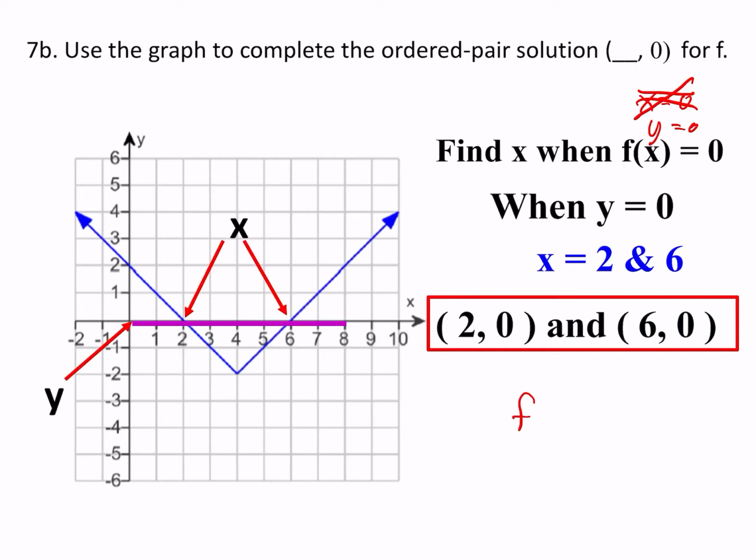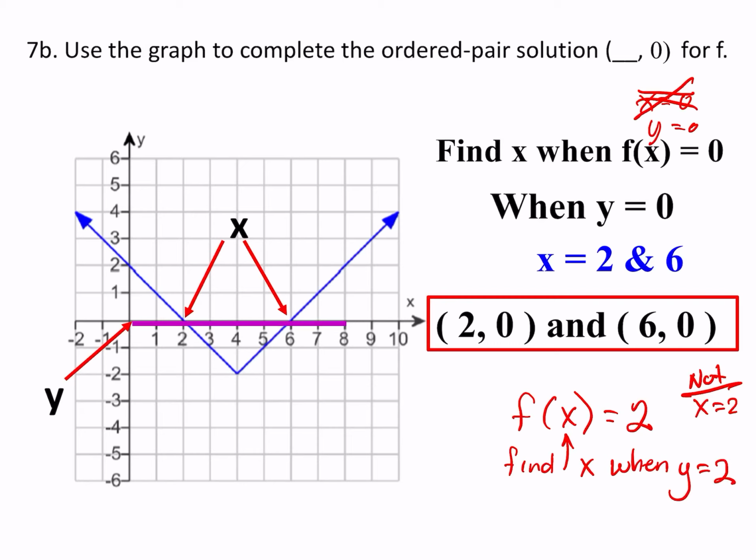Just be careful when they say f of x equals some number, let's say the number is 2, they're not telling you, no, this does not mean x equals 2. What they're saying is find x when y equals 2. And in this case, there's 2 answers. An x value of 0 and an x value of 8. You'll have 2 ordered pairs as your answer.